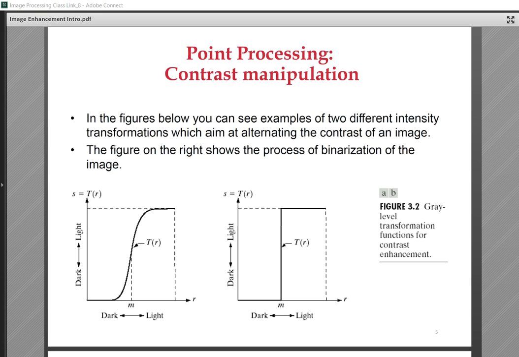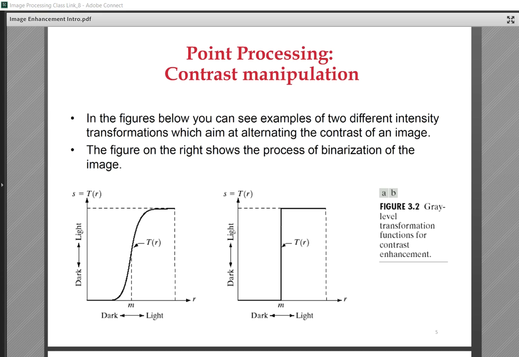All of these transforms are point processing. Or power-law transformations. We see all or most of these items in the next slides. Or gray level slicing, or bit plane slicing, or histogram processing, etc. Go to the next slide.